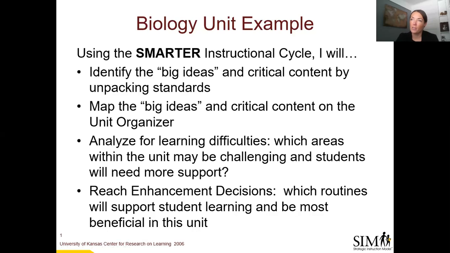Once my unit organizer is drafted, I will analyze for learning difficulties. So I will use that unit organizer to anticipate where some struggles are going to be and maybe identify some of the information that I couldn't put on that unit organizer and needs to go elsewhere in my lesson planning. And then reach enhancement decisions. Which routines can I then use to help support student learning in addition to the unit organizer? All right, so here we go. Let's go for a journey in my thought process in developing a unit.